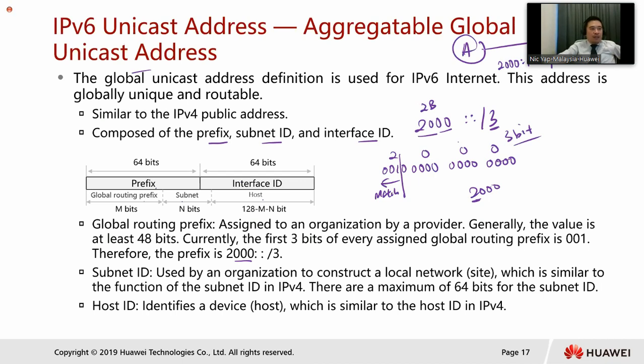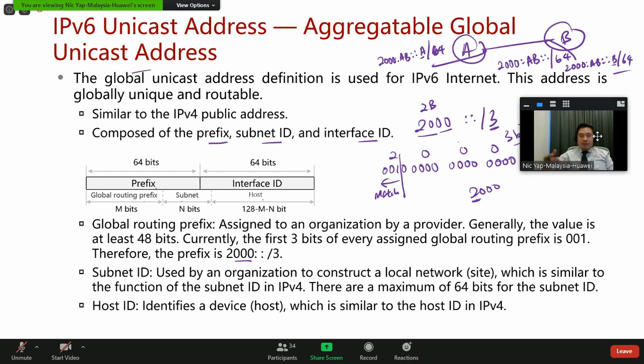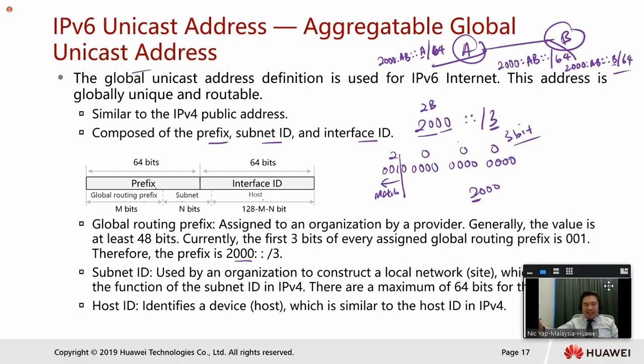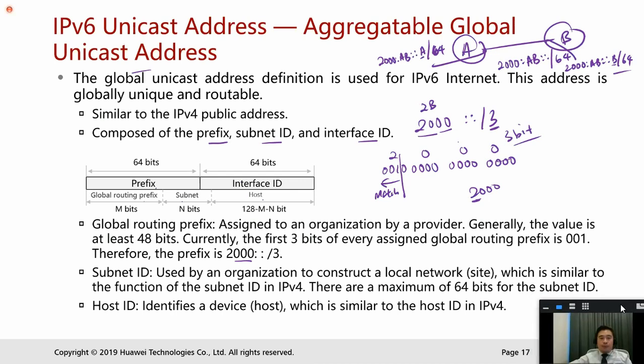So like this, in router A, the address will be 2000:AB::A/64. For router B, the address is 2000:AB::B/64, something like this. This B will be the host ID that is defined. Because the host ID, you can make it complex or simple. In this case, I just make it simple: A is A, B is B. That's simple. Okay, that is on the unicast addresses.